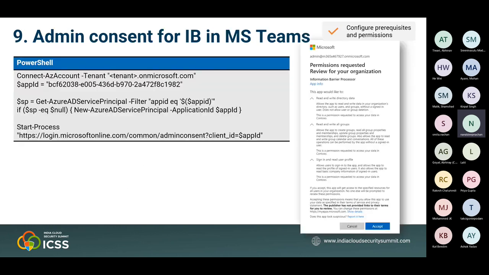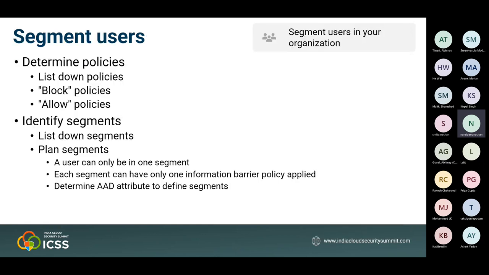So these are a few of the admin constraints which will be required for information barriers in Microsoft Teams. At least it will need read and write directory data, groups, and user profile kinds of permissions. Once you provide that, at least you will be able to go ahead and use the information barrier policies.